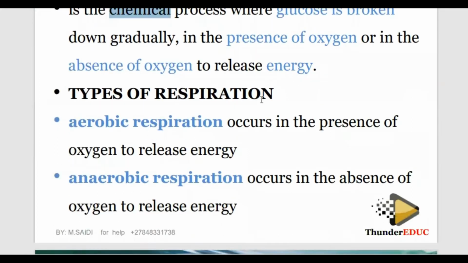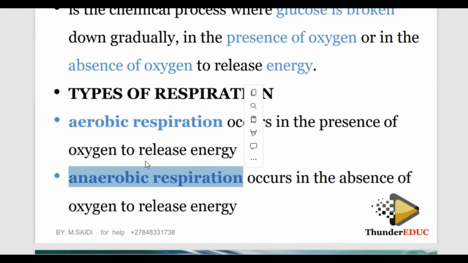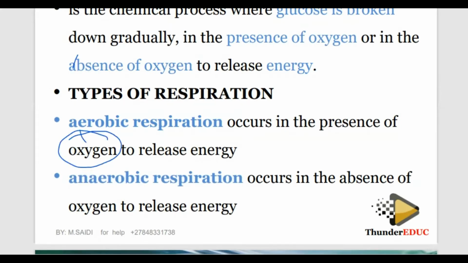We have two types of cellular respiration. The first type is called aerobic respiration. The second one is called anaerobic respiration. The major difference between the two is that aerobic respiration occurs inside the cell, but it must have oxygen. Oxygen must be present. So the key point here is that it must be in the presence of oxygen. So aerobic respiration occurs in the presence of oxygen, and anaerobic respiration occurs in the absence of oxygen.